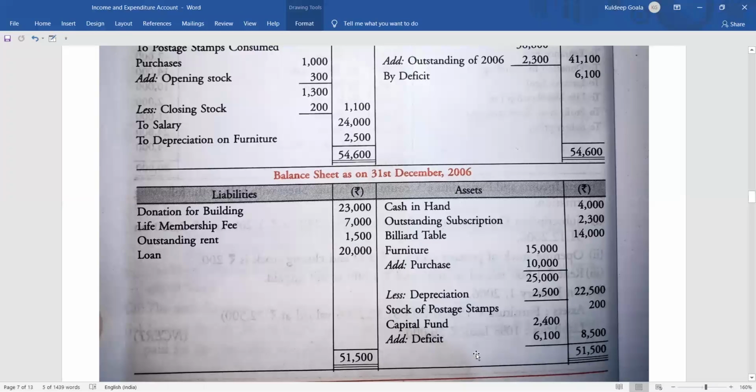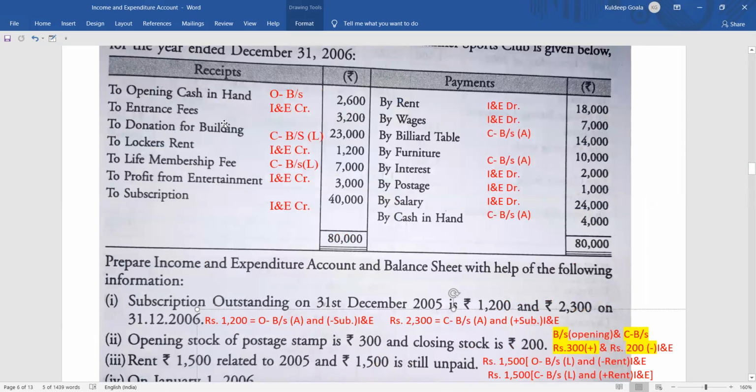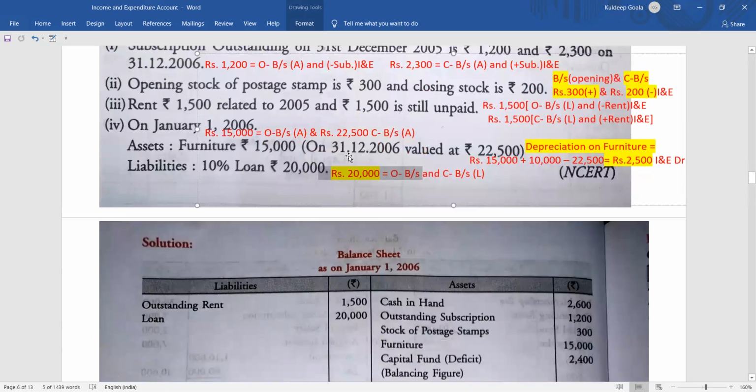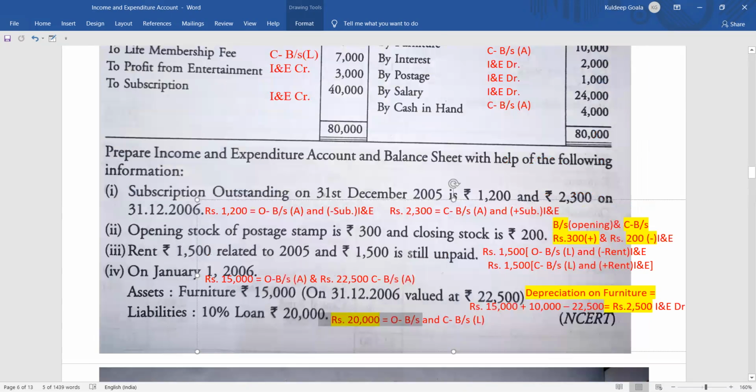Okay, so that is the deficit of capital fund, it is 8500. Now we'll go with the remaining of the liability side items. So what is in the liability side? Let's say donation for building 23,000, so it will come in the closing balance sheet liability side as donation for building 23,000. Okay, now let's see the next item.